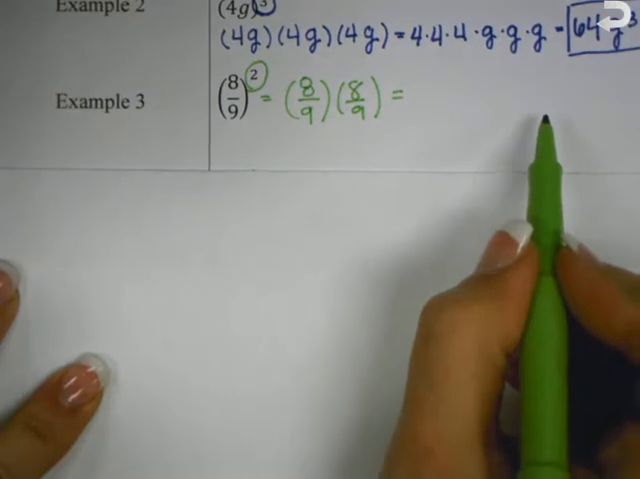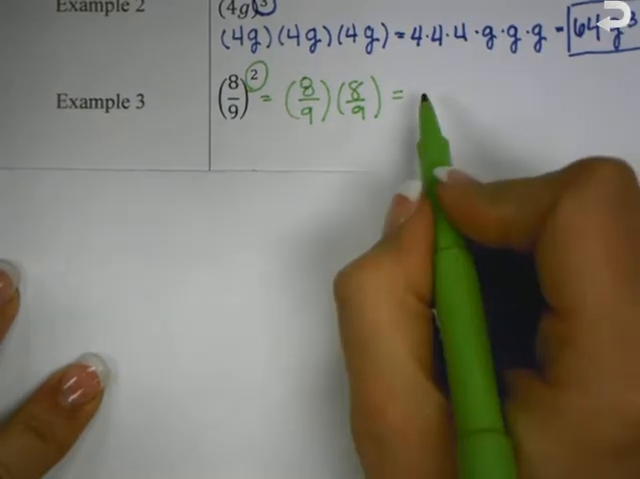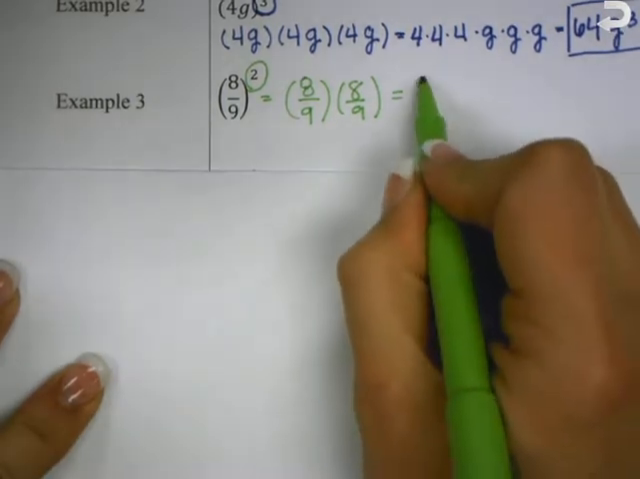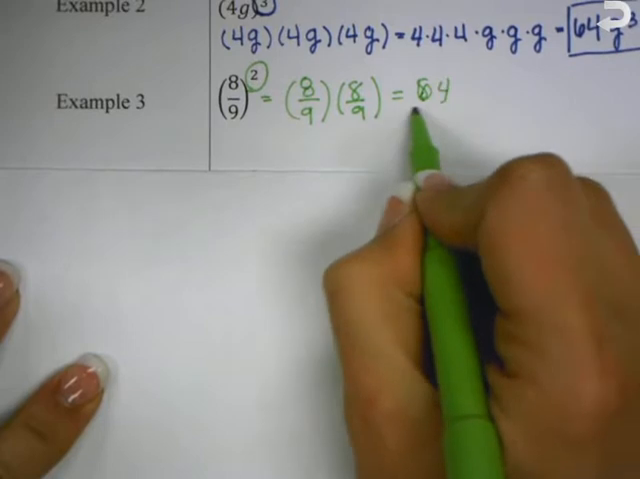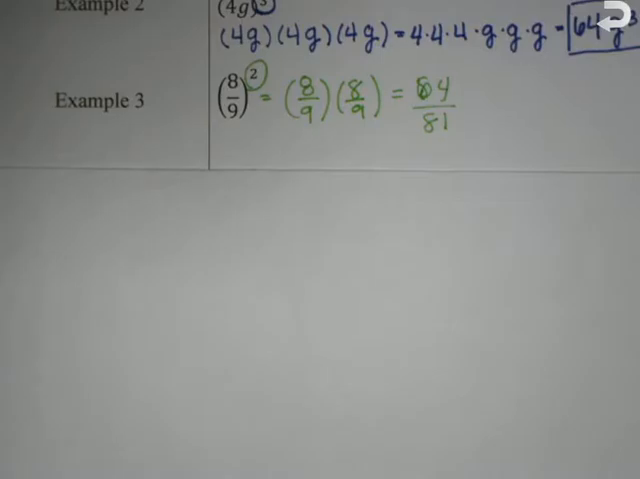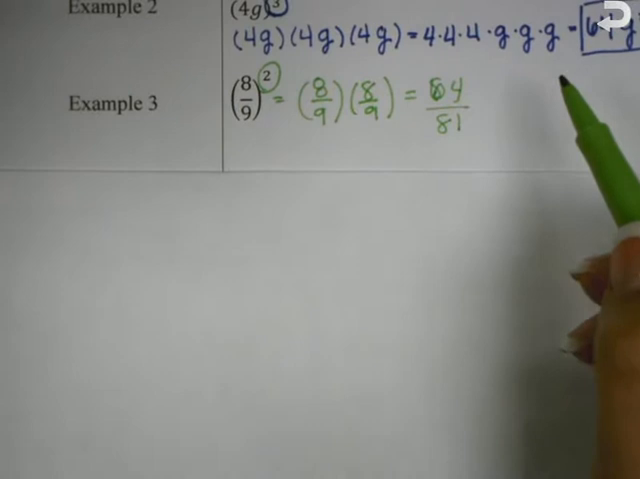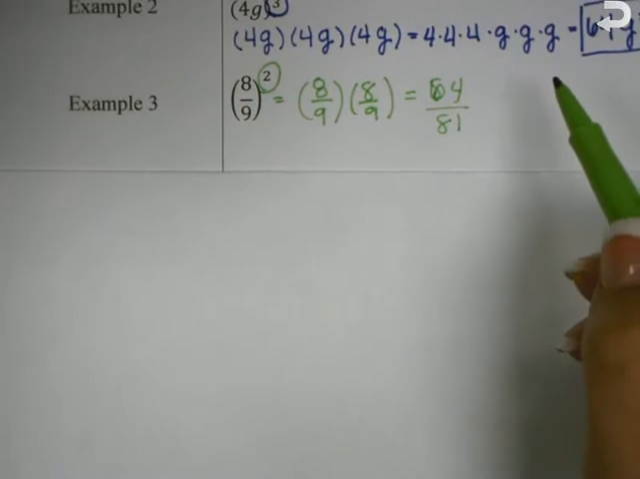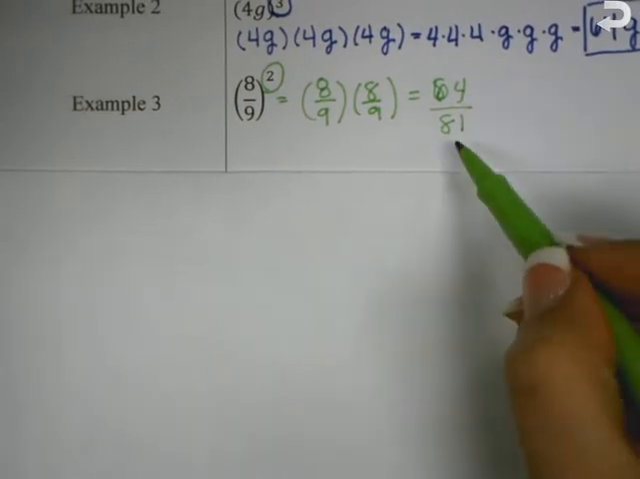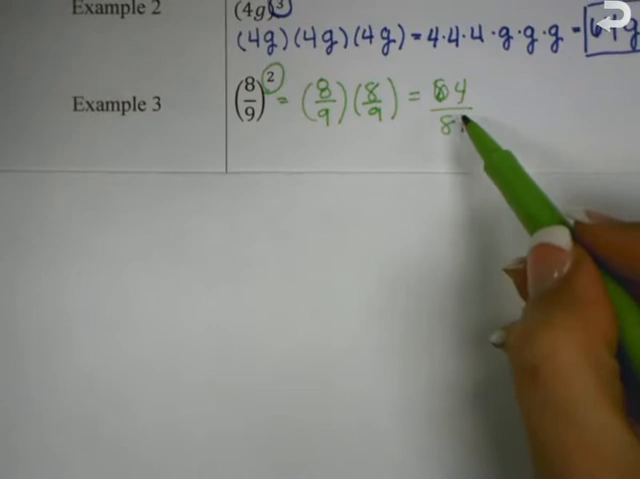Okay, and then 64 over 81, can that reduce at all? Well, factors of, let's try 81. 3 goes into that, but 3 doesn't go into 64. 2 doesn't go in. 4 doesn't go in, so this would be my final answer. 64 over 81.